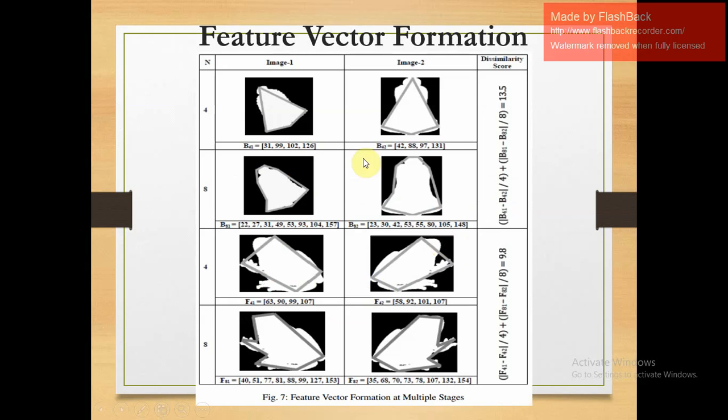So here we can see how it works. We are taking different images and calculating the internal angles at every vertex of the polygon, and we are sorting the internal angles in ascending order. We are doing so at different levels of the polygon, that is, at number of sides equal to 4, and also at number of sides equal to 6, and so on. Finally, we get our feature vector like this.